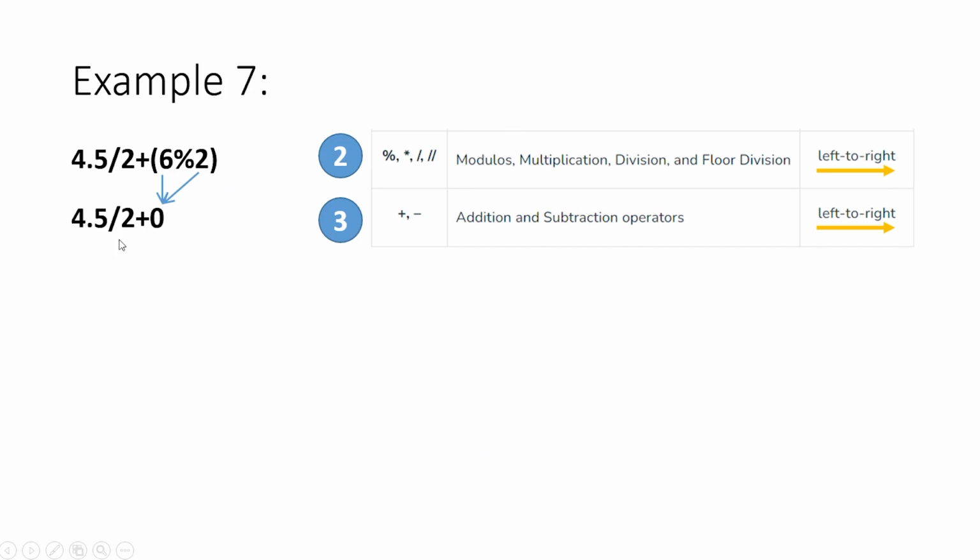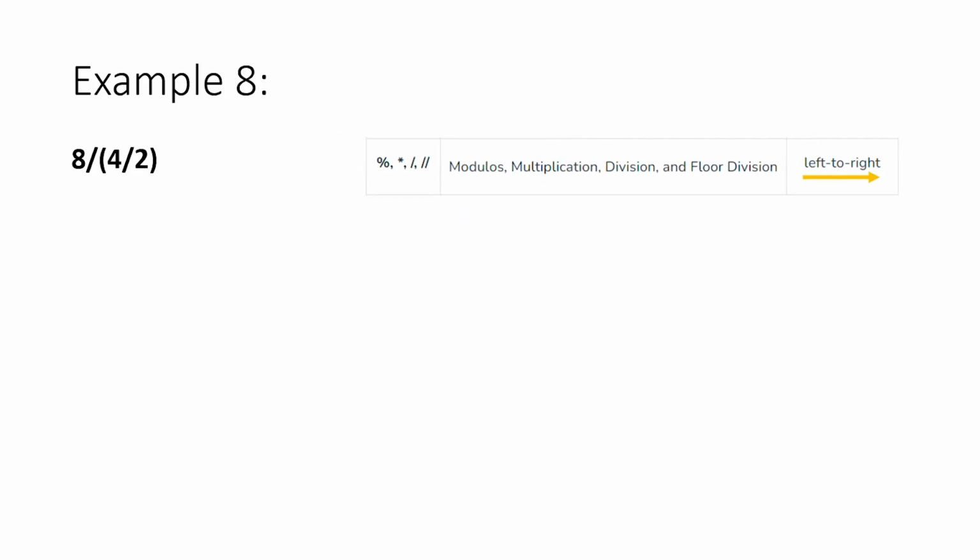Now in this expression, you have 2 operators, slash and addition. Slash has got the highest precedence as compared to the plus. So this division will take place. If you go for division, you should be able to get 4.5 divided by 2, that comes out to be 2.25, plus 0. And lastly, this addition will take place, and as a result, you should get the output as 2.25. Let us take one more example.